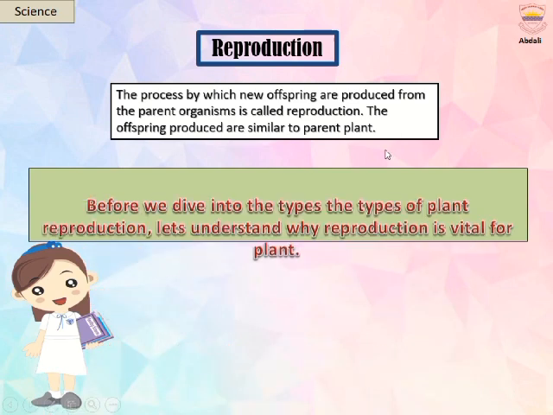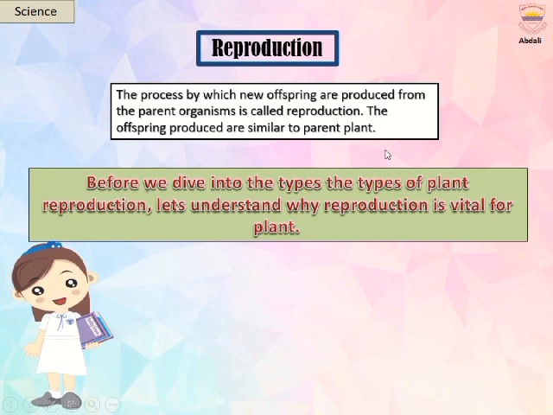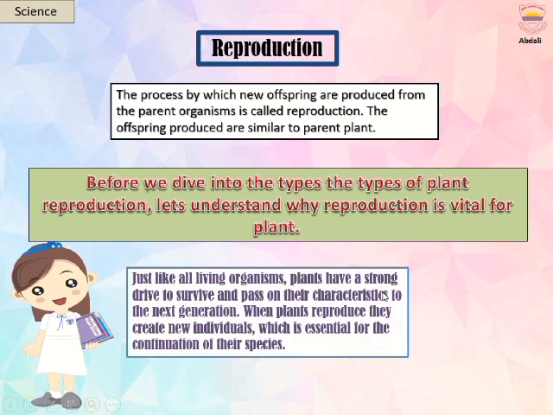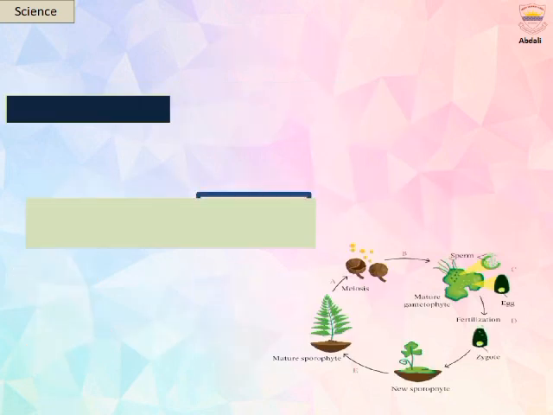Before we dive into the types of plant reproduction, let's understand why reproduction is vital for plants. Just like all living organisms, plants have a strong drive to survive and pass on their characteristics to the next generation. When plants reproduce, they create new individuals, which is essential for the continuation of their species. Let's move on to the types of reproduction.